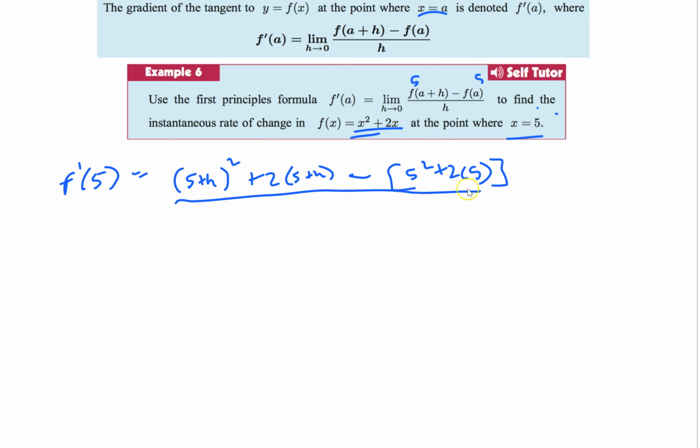All over h. Again, not my favorite way of doing it, but I did want to show you because sometimes they do it. And then what we do here is simplify like we've been doing. Remember, the way you simplify plus h is don't be lazy. It's 5 plus h times 5 plus h. Distribute, and you're going to get 25 plus 5h plus 5h plus h squared.